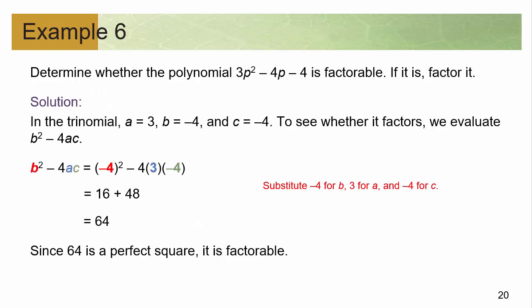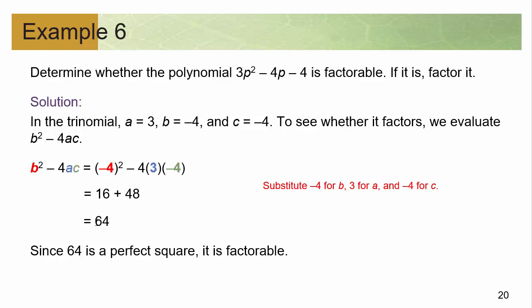Okay, determine whether this one's factorable. So what is A? A is 3, B is negative 4, and C is negative 4, right? Don't forget that the original formula was ax squared plus bx plus c. So those become negatives. When you plug those in, negative 4 squared is 16. Negative 4 times 3 times negative 4 becomes positive, right? So it's basically positive 4 times 4 times 3, which is 48.